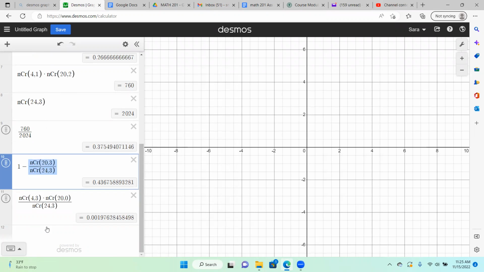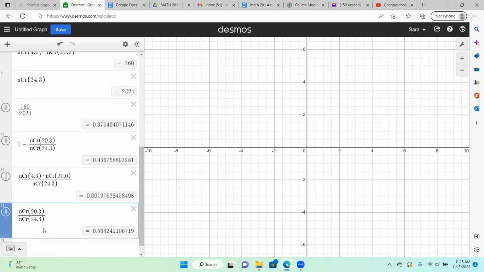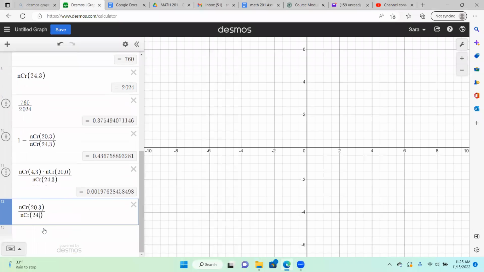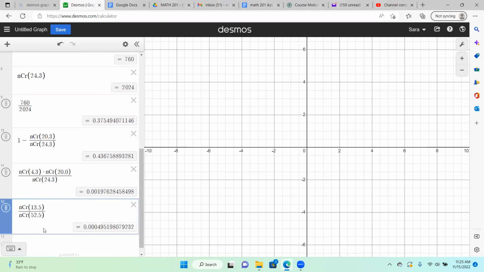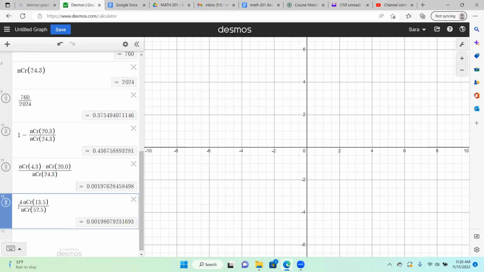Again, I'm just copying one to use. So we have the big number, 52, and for part A it was 13 choosing 5. So the probability of getting a heart flush is 0.0005, very, very small. And for part B, we said 4 times that. So that probability is slightly bigger, but still very small: 0.00198.